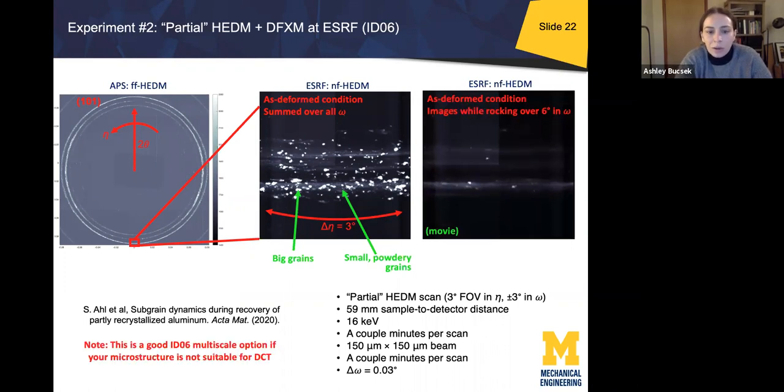And also, I just want to point out that this is a good ID6 option if you want multi-scale data, but your material's not suitable for something like DCT. Like our material, it's very heavily deformed. The grains that are there are deformed, they're small. So since DCT is similar to HEDM, I'm guessing that the initial microstructure would not have reconstructed well. So this is a good option if you want a zoomed out, zoomed in coupled data set, but you can't use another technique that's available in ID6.